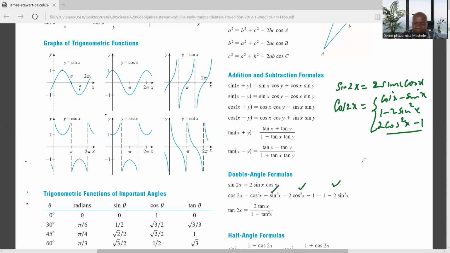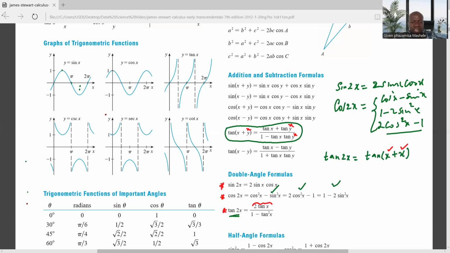And also we have a double angle for tan. People are surprised, but the double angle for tan is straightforward. We know tan 2x is tan of x plus x. So if we come to this formula, remember here we have x and x, which means we put x where there's y. You see that x plus x, this will become 2 tan x, and at the denominator will be 1 minus tan squared x. So these are the things that you need to know, ladies and gentlemen.